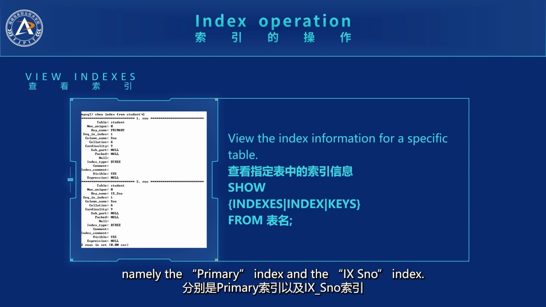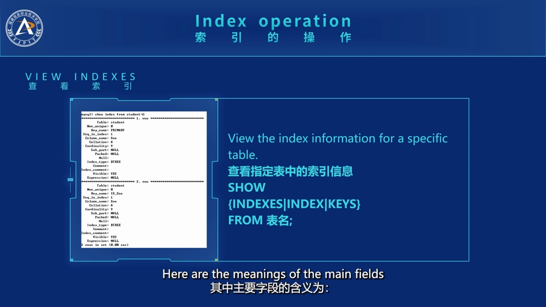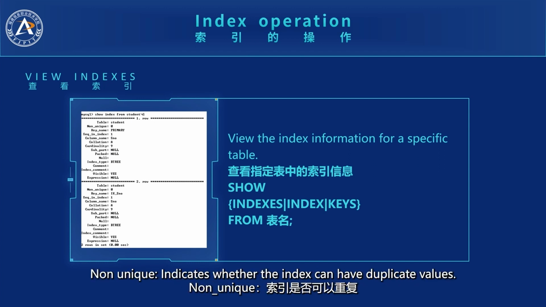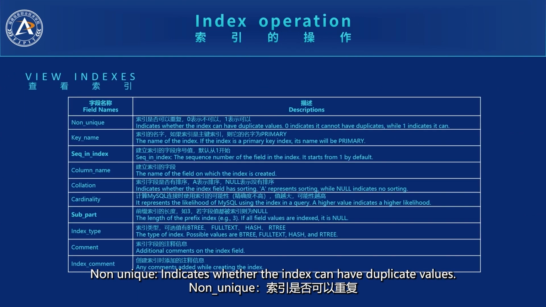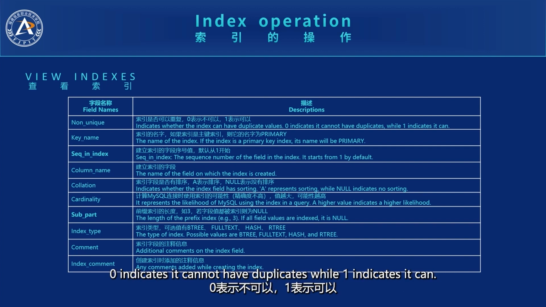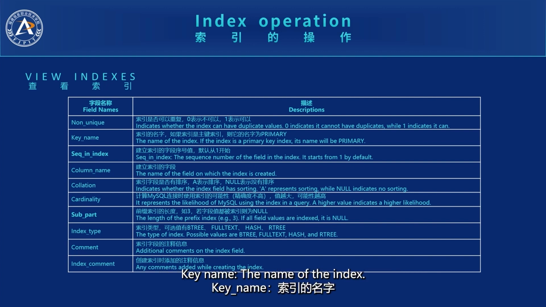From the screenshot of the execution result, it can be seen that the student table has 2 indexes, namely the primary index and the 9_SNO index. Here are the meanings of the main fields. Non_unique indicates whether the index can have duplicate values. 0 indicates it cannot have duplicates, while 1 indicates it can. Key_name is the name of the index. If the index is a primary key index, its name will be primary.